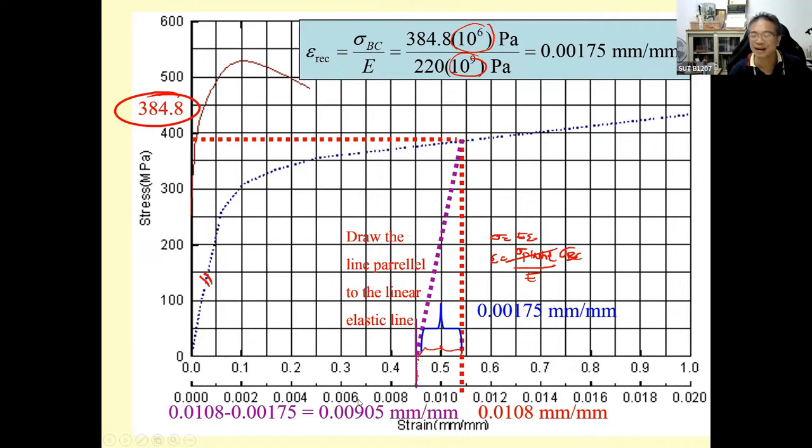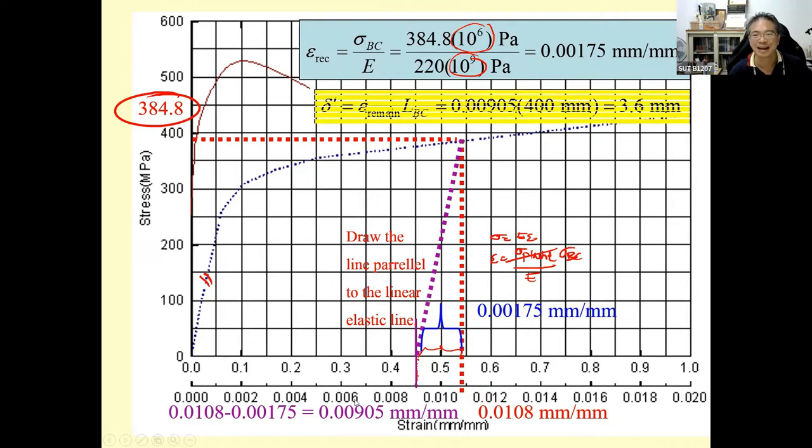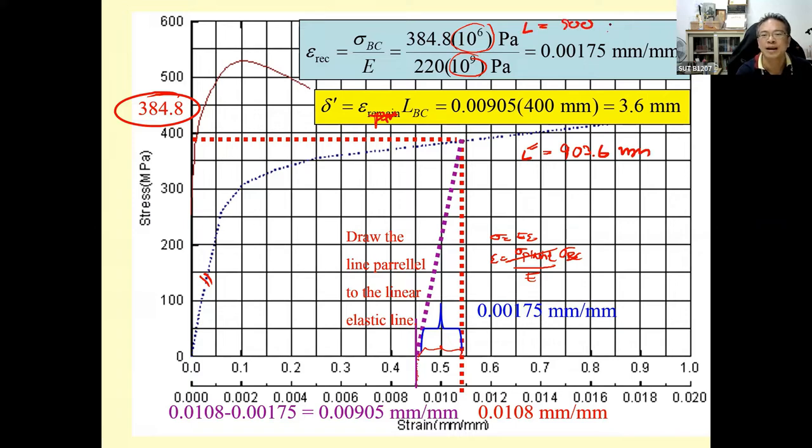And this is going to be the permanent strain. The permanent strain, you may call it per or remain, the same thing. That is going to be 3.6, so delta per is going to be 3.6 millimeter. We start with L of 900 millimeter, and then L per is 903.6 millimeter. Then the final length is 904.8 millimeter.